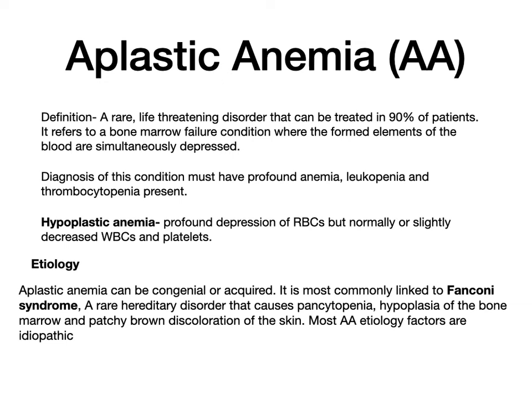Aplastic anemia is a rare life-threatening disorder that can be treated in 90% of patients. It refers to a bone marrow failure condition where the formed elements of the bone marrow are simultaneously depressed. The diagnosis of the condition requires profound anemia, leukopenia, and thrombocytopenia to be present. Hypoplastic anemia is profound depression of red blood cells, but normal or slightly decreased white blood cells and platelets. The etiology of aplastic anemia can be congenital or acquired. It is most likely linked to Fanconi syndrome, a rare hereditary disorder that causes pancytopenia, hypoplasia of the bone marrow, and patchy brown discoloration of the skin. Most AA etiology factors are idiopathic.